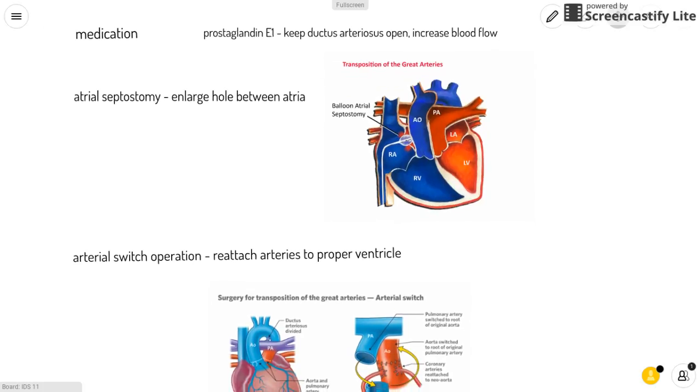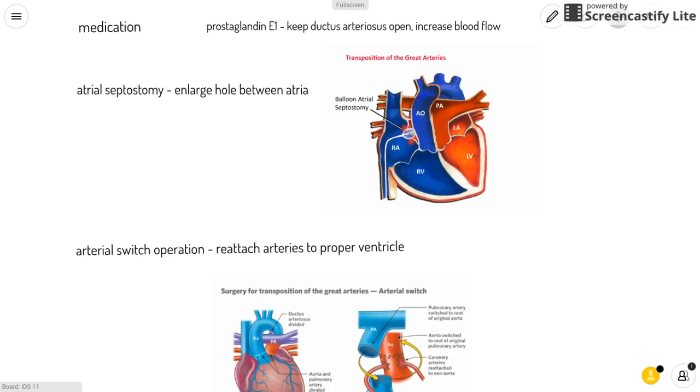Another type of treatment is atrial septostomy, which enlarges the natural hole between the two atria so the blood can mix until surgery. Usually you wouldn't want this to happen, but without blood mixing, your baby's body wouldn't be able to receive the oxygen and nutrients it needs.